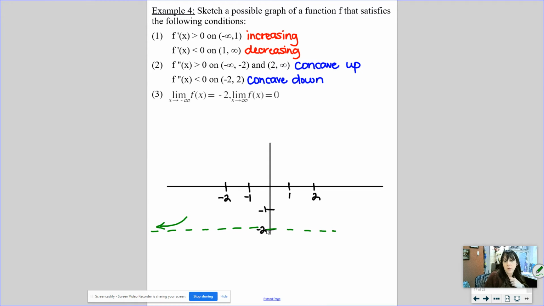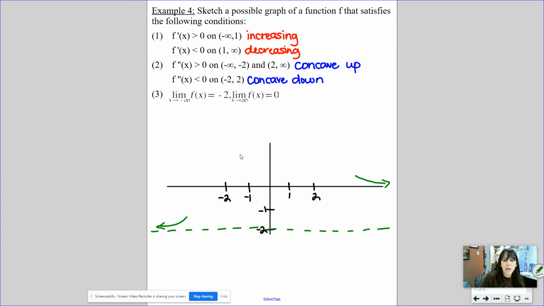Okay, so that's helpful. And then the same thing up here, the limit is going to be 0. So on the right side, it's going to level out at 0. I don't know if it's going to be coming from the bottom or the top, but we can do that here in a moment. Actually, it'll be coming from the top because it's decreasing. So it's going to level out at x equals 0 there. Okay, so we've got a beginning and we've got an end.